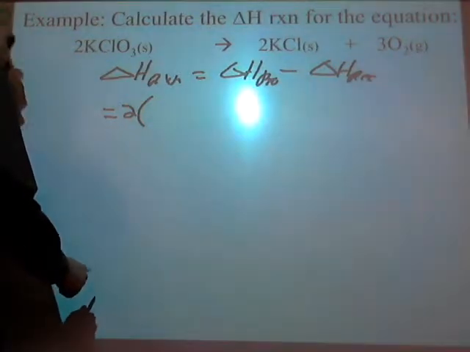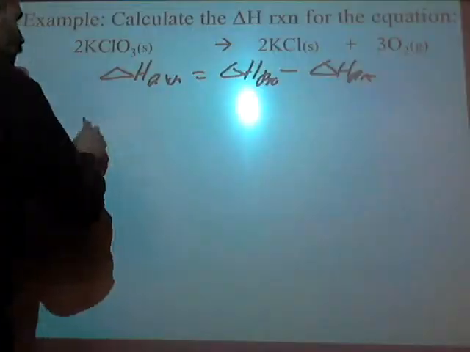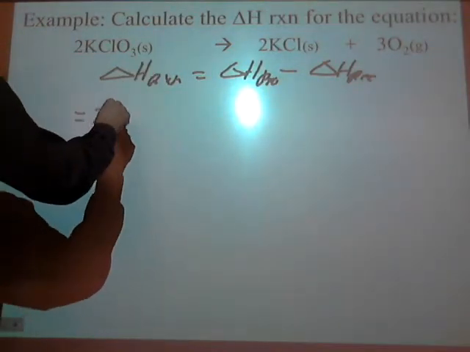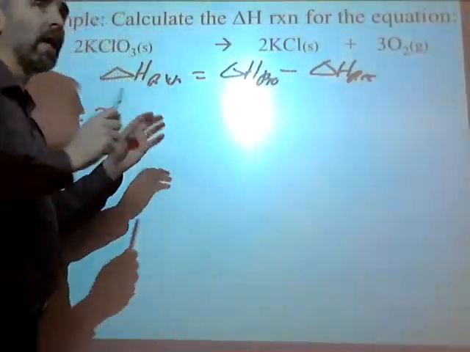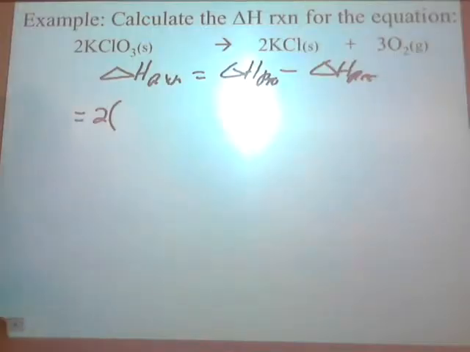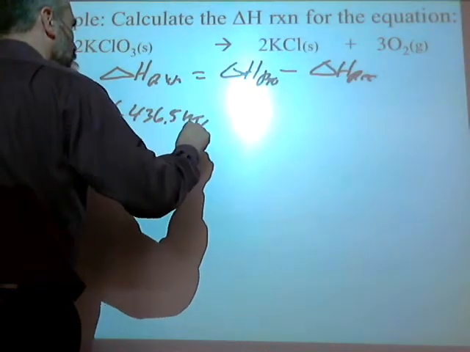So my first thing to write down is going to be 2 times the value of KCl solid. What is KCl's value in the back of the book, in Appendix K? Negative 436.5 kilojoules per mole.